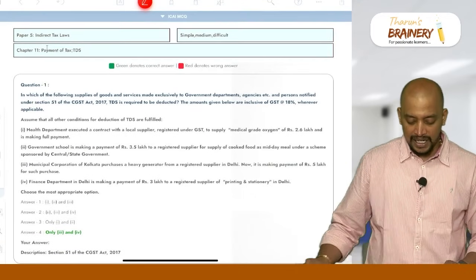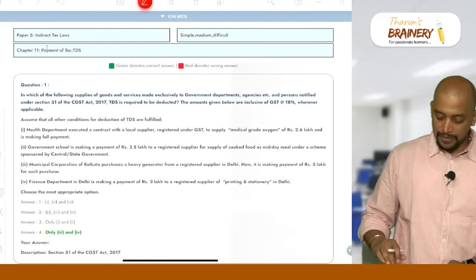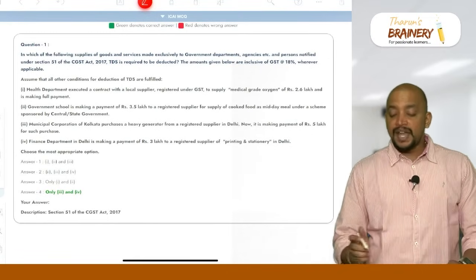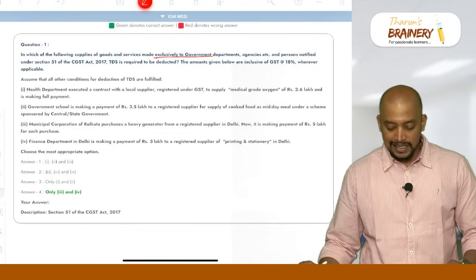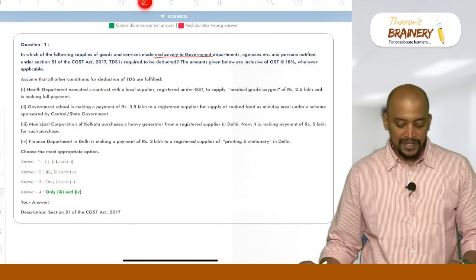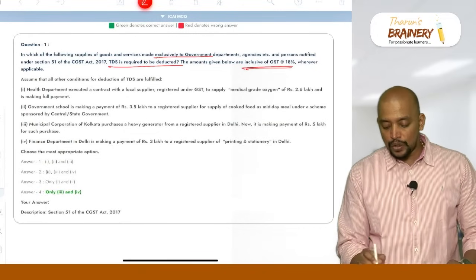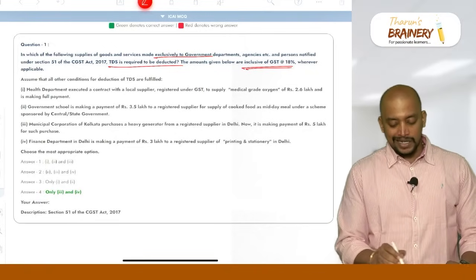Then the next, chapter 11, payment of tax, TDS, TCS. So question number 1, in which of the following supplies of goods and services made exclusively to government departments, agencies, etc. and persons notified under section 51, TDS is required to be deducted? The amounts given below are inclusive of GST wherever applicable. Assume that all other conditions are fulfilled.